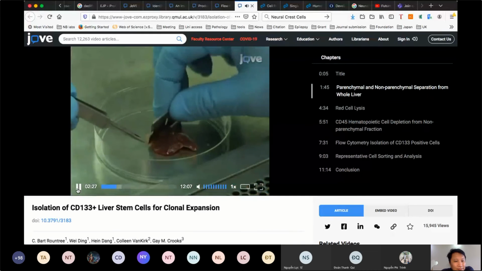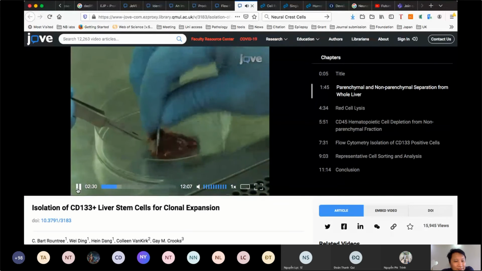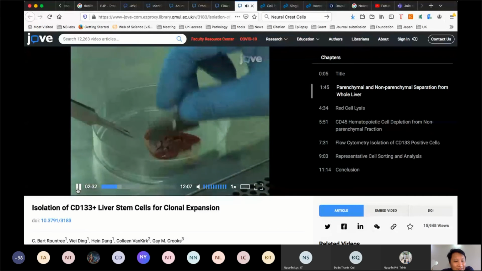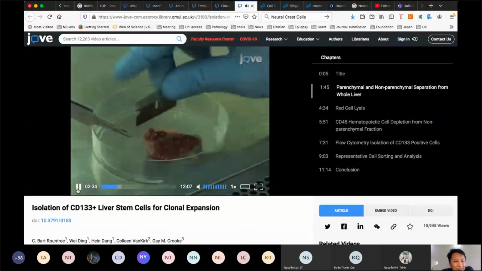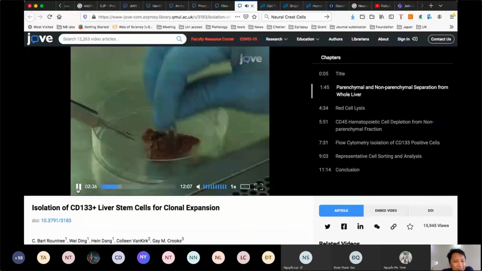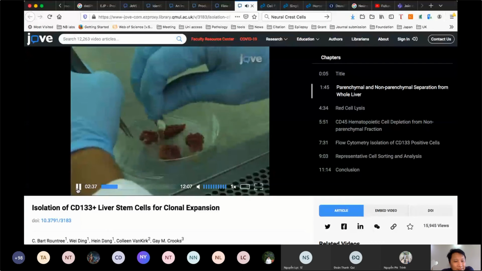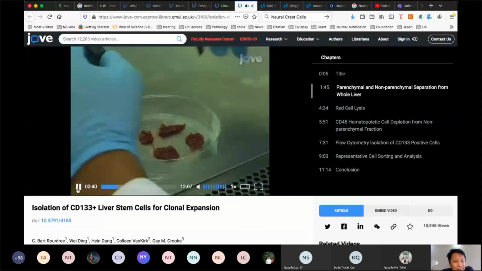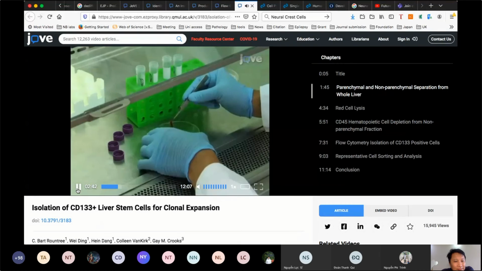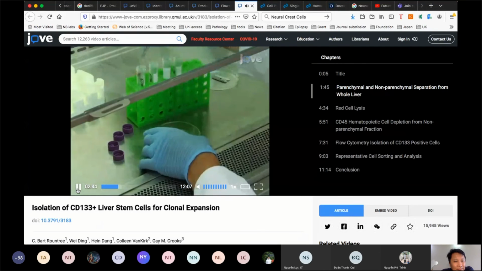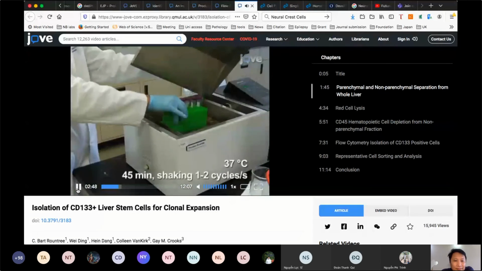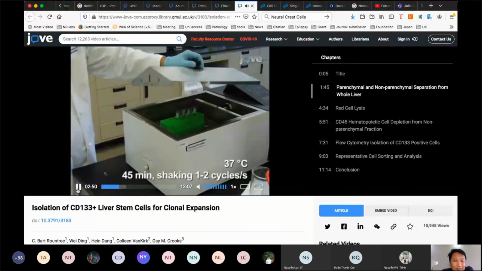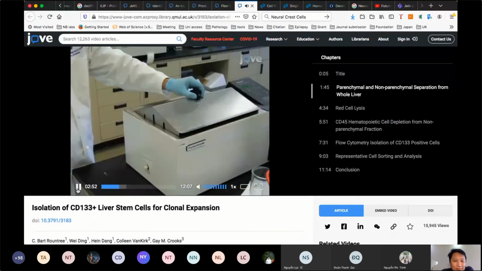In a laminar flow hood, use a sterile razor blade to mince the liver with a combination of multiple horizontal and vertical cuts for 1 minute. Divide the minced liver into 4 parts and place each part in its own 15 milliliter tube with 10 milliliters of enzyme digestion solution. Then place the tubes in a 37 degrees Celsius water bath for 45 minutes in a shaker set to 1 to 2 cycles per second.